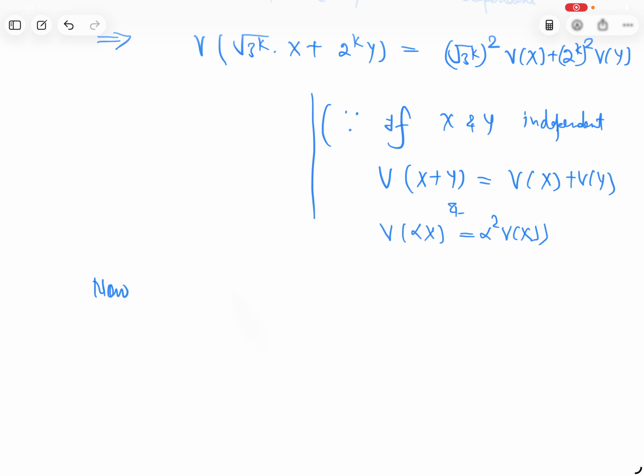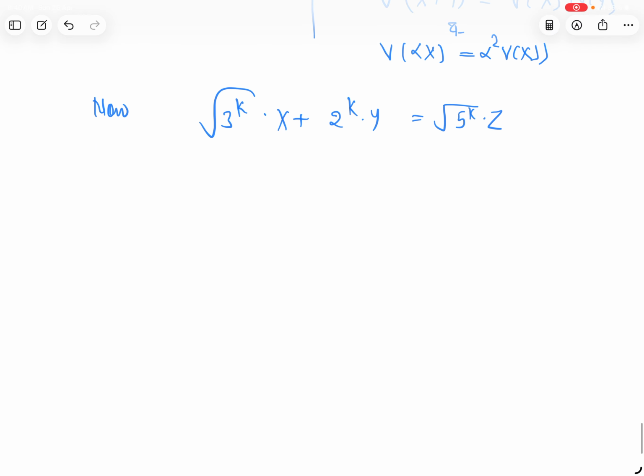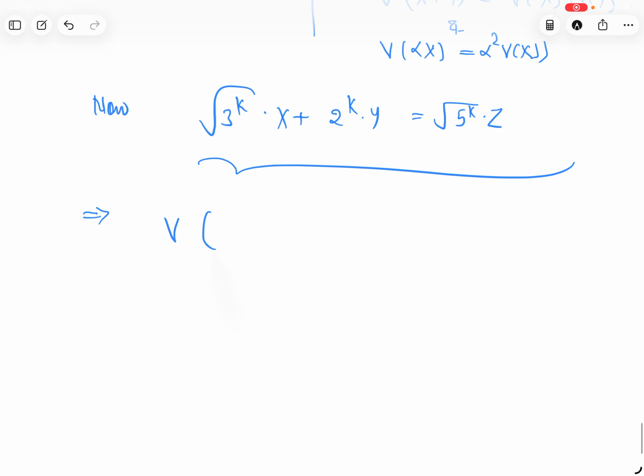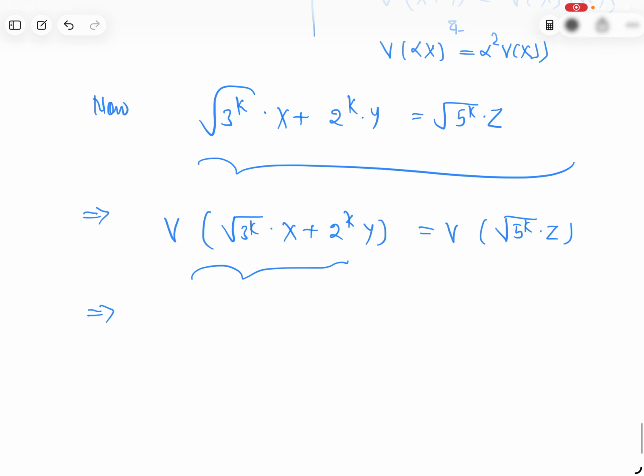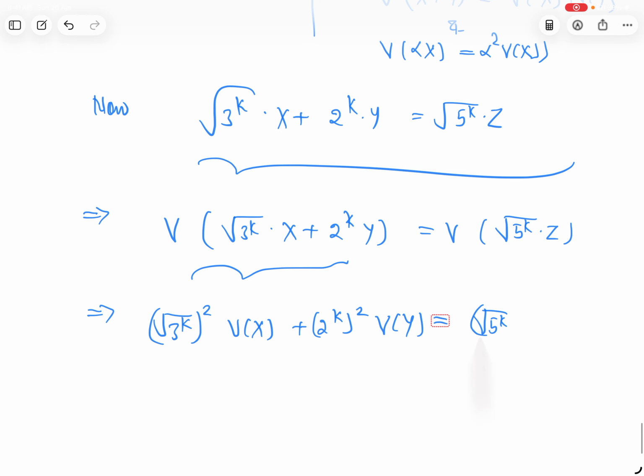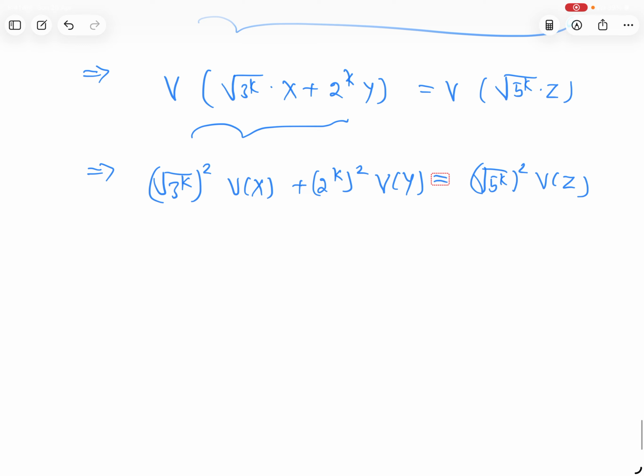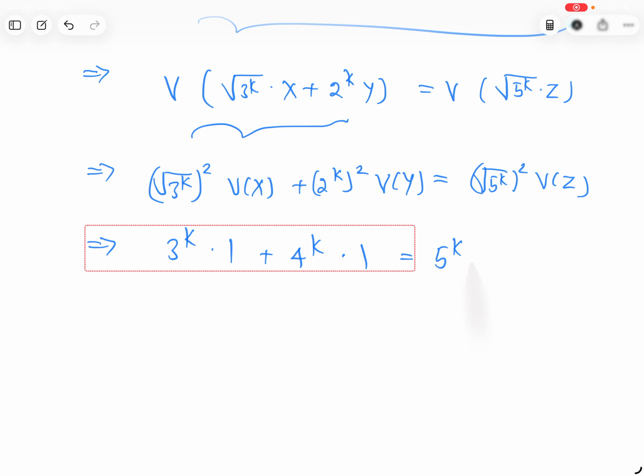Now, √3^k x plus 2^k y is equal to √5^k z. So taking variance on both sides, what will we get? The left side gives 3^k times variance of x, and variance of x is 1. Then 4^k times variance of y, and variance of y is 1. The right side is 5^k times variance of z, and variance of z is 1.